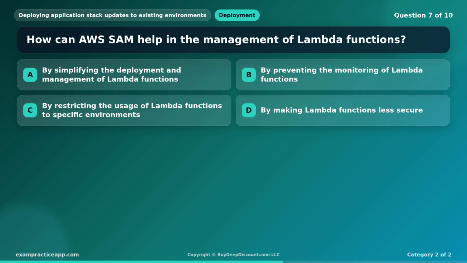Take a moment to choose your answer. The correct answer is option A. By simplifying the deployment and management of Lambda functions.